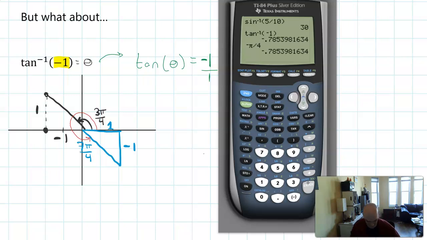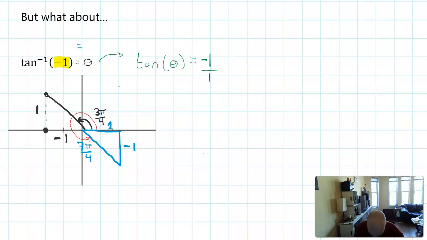So somehow we came up with two possible answers, but the calculator has a third answer, which is, by the way, the answer that is considered correct. Negative pi over 4 is the only correct answer to this question. So how, why, what could be going on here?